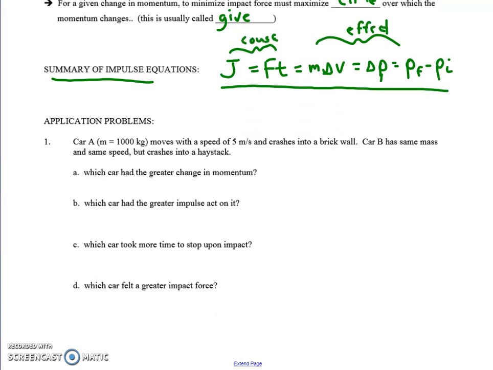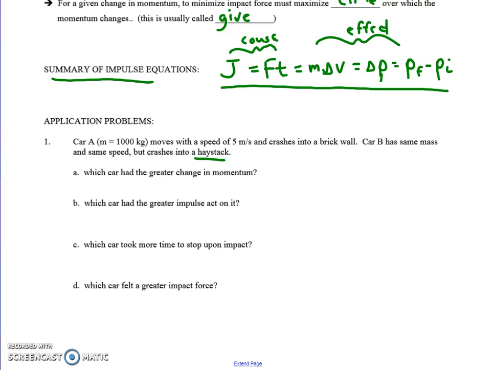So let's just finish up with an application problem. So you have car A has a certain mass, moves with a certain speed, crashes into a brick wall. Car B has the same mass, same speed, but crashes into a haystack. Okay, so if you were in those situations, which one would you rather crash into, a haystack or a wall? Well, I'm pretty sure you'd say the haystack. Now we're going to see why that is.